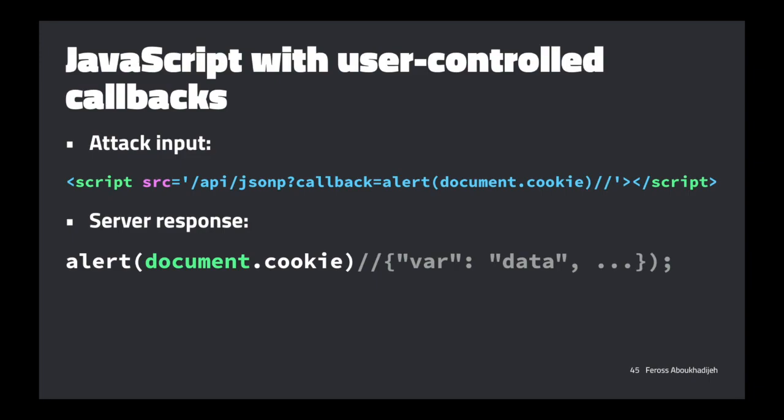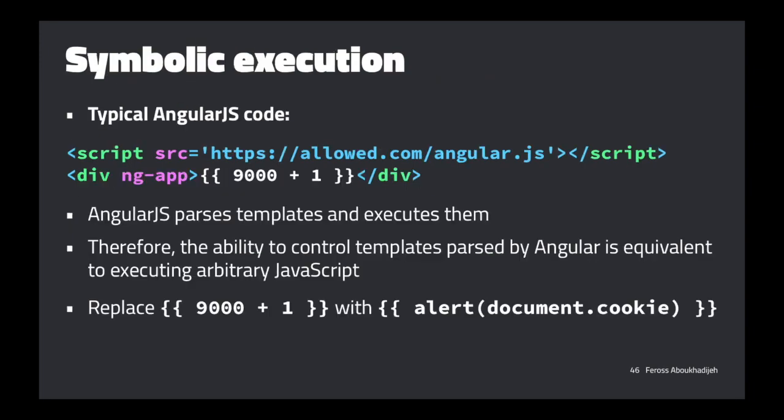Yeah, okay. So let's show another example here. This is an example using AngularJS. It's typical in AngularJS to include the library and then to include template code. And then the JavaScript up here will actually look through the page and find code that matches the template. And then it will run the JavaScript that's in the braces here.